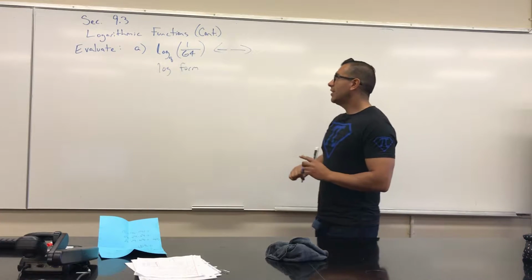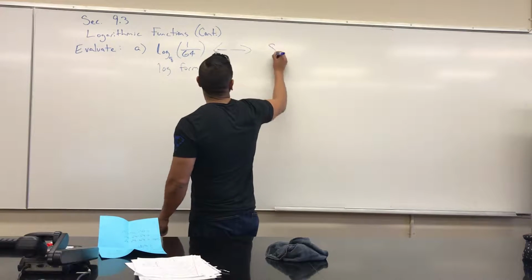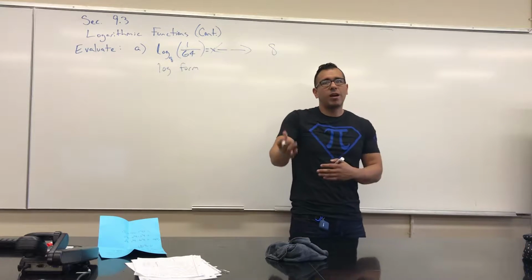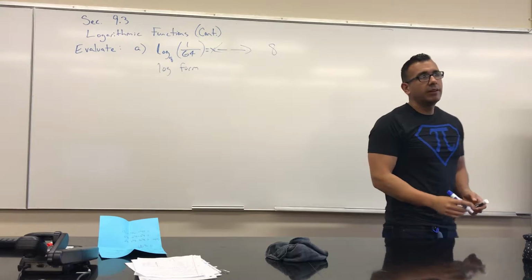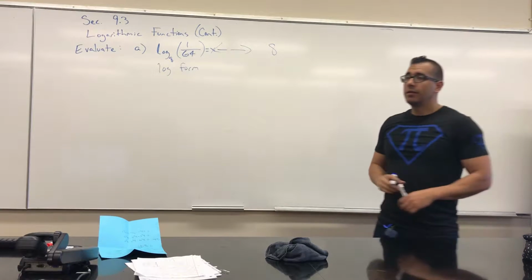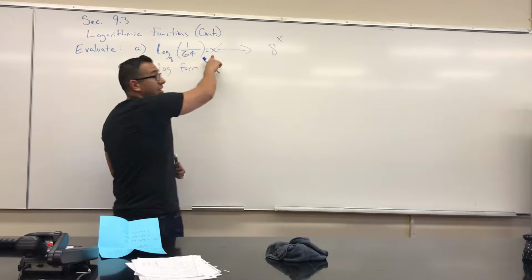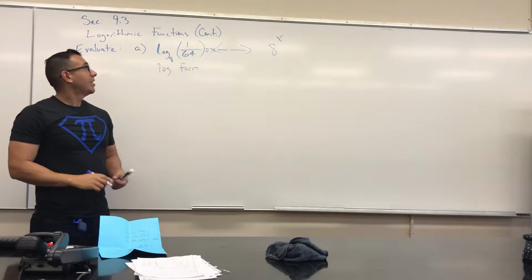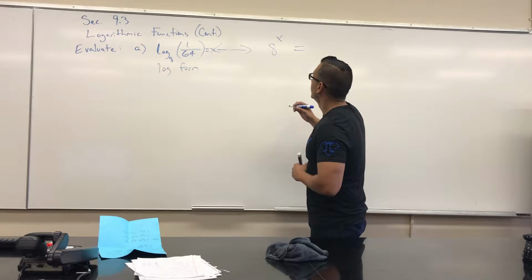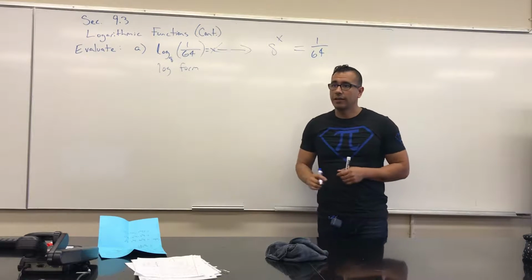When I look at this, what's my base? 8. Good. So my base is 8. And again, I don't know what this is equal to, so I could say x or y or a, some variable. So I have 8 raised to what power here? Good. 8 raised to, this guy's my exponent over here. And this is equal to 1 over 64.